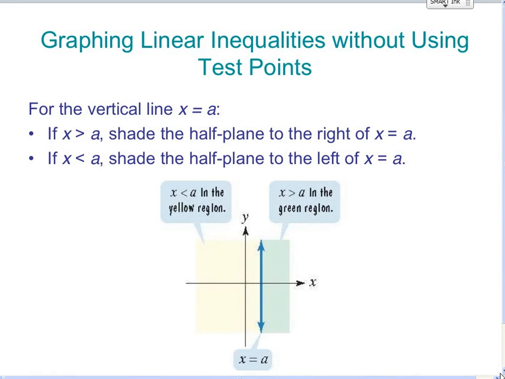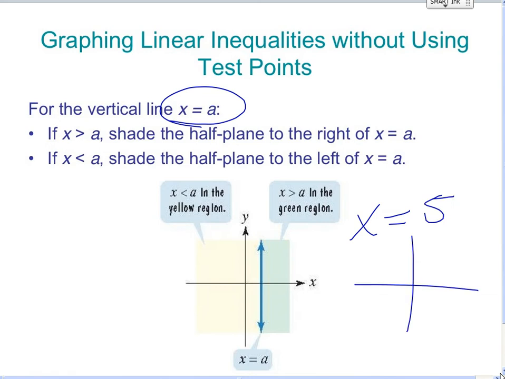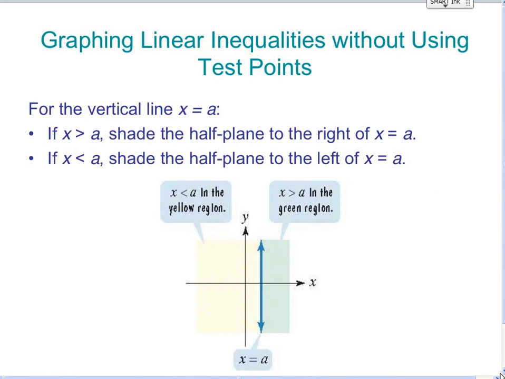Remember, if you have a vertical line and x equals a number, let's suppose you have x equals 5. It's going to be a vertical line at 5. If you have x is greater than 5, or greater than or equal to, let's do greater than or equal to 5, still going to be a vertical line at 5.